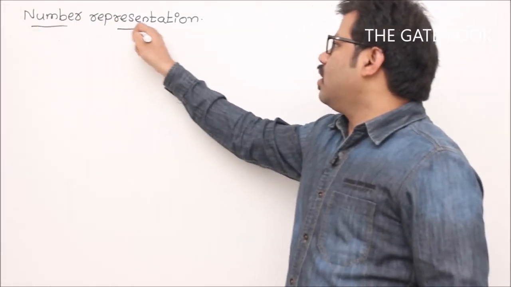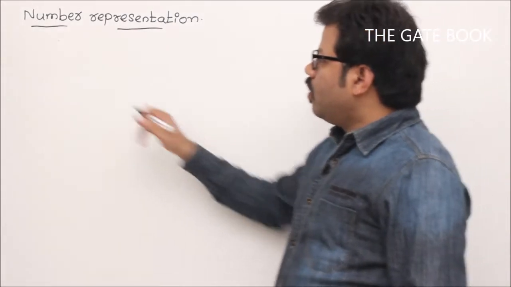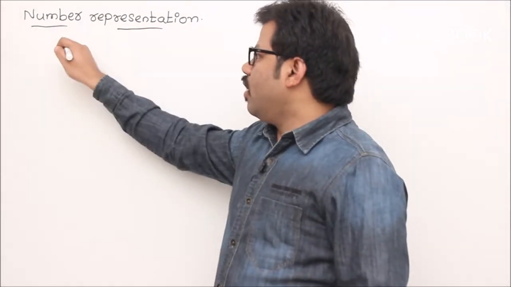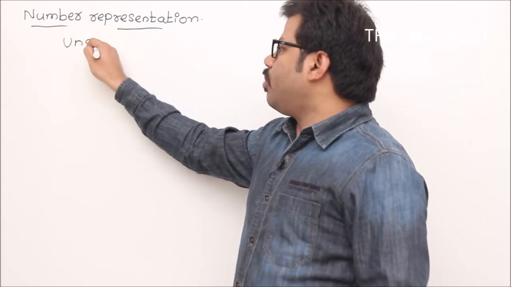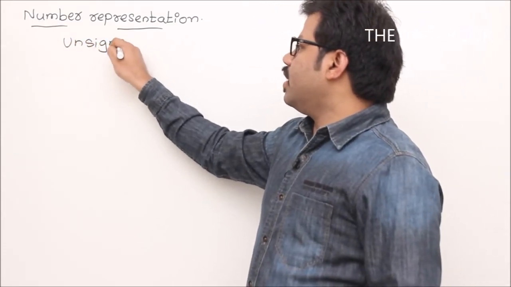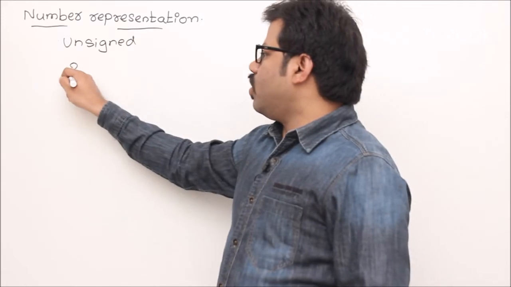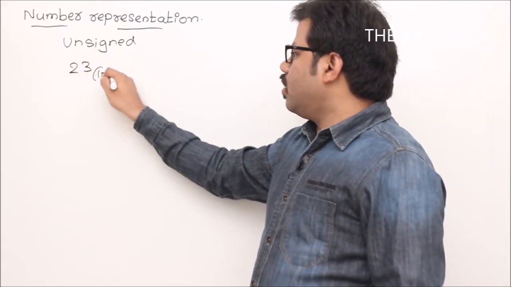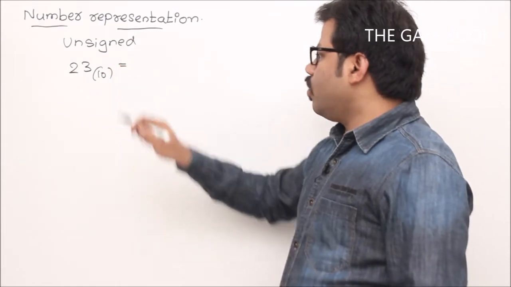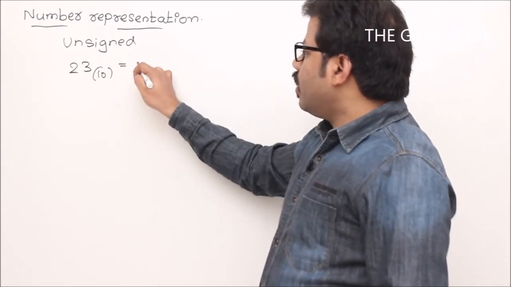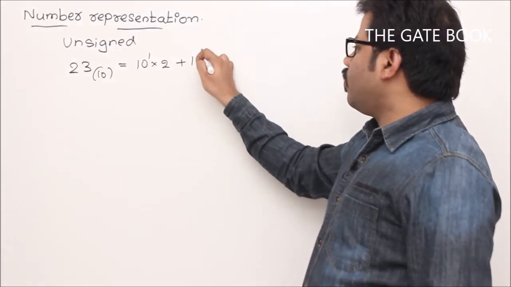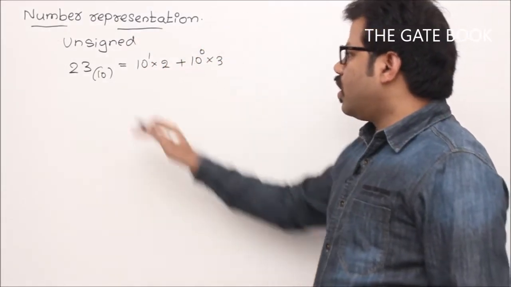Number representations. Example, you have a number. Let's say that is a positive number, an unsigned number. When you have an unsigned number, how do you represent it in decimal? Very simple. Example, you have a number 23, we write 23 and we say base 10, and this is exactly equivalent to saying 10 to the power of 1 into 2, first digit, plus 10 to the power of 0 into 3. So both are the same.